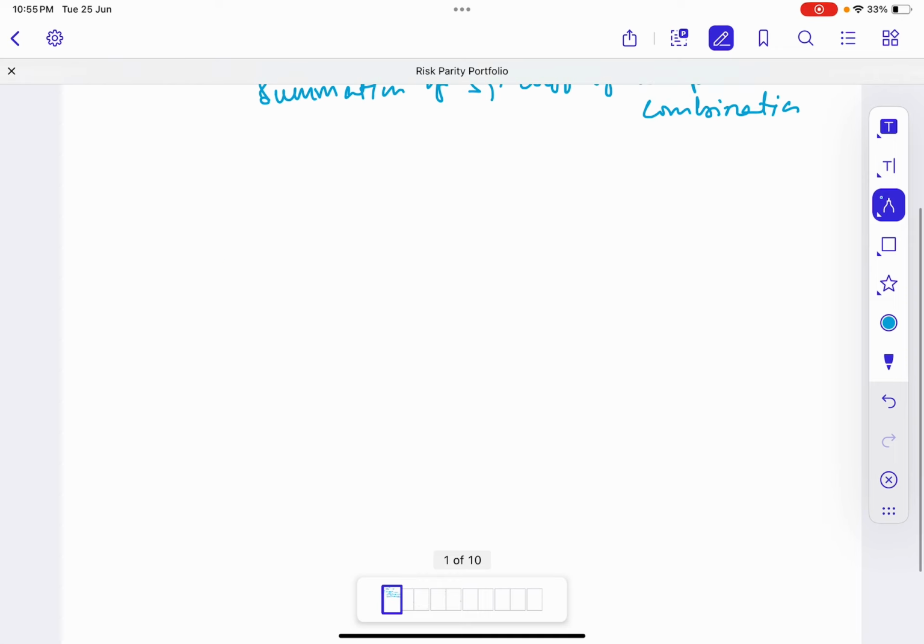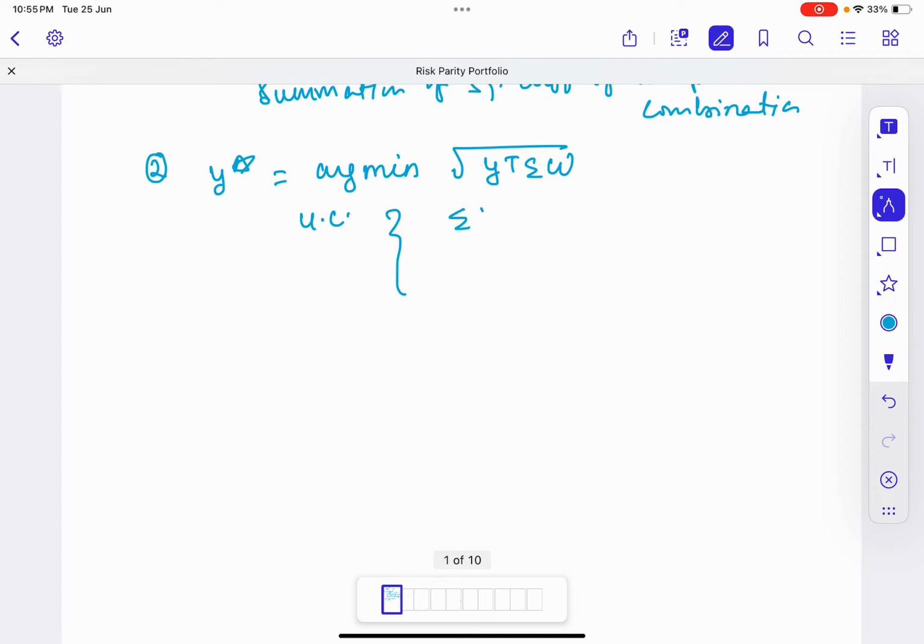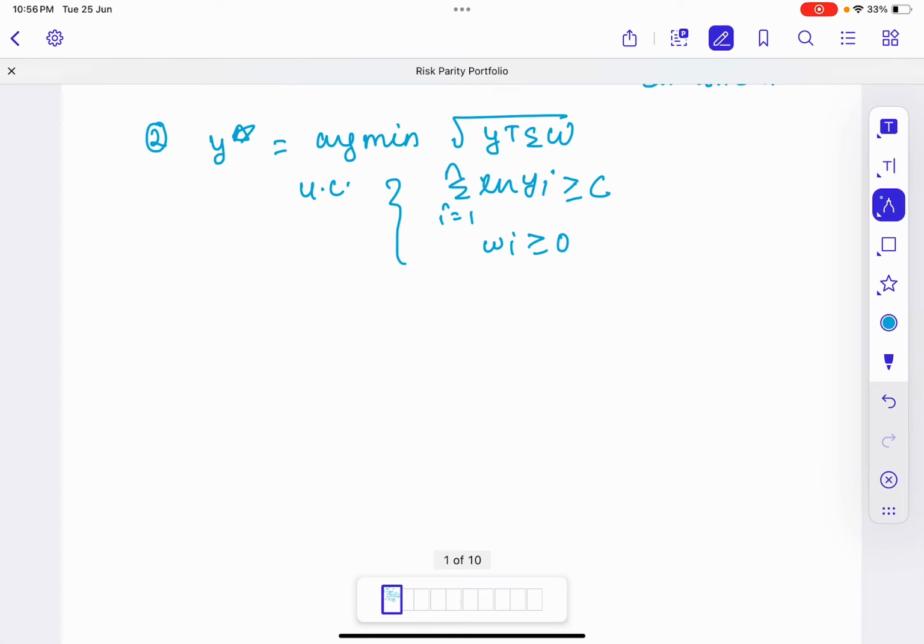There is another alternative to this problem, wherein you define the problem differently. First you try to get y, which is the minimum of this expression under the constraint that the summation of ln y i from 1 to n is greater than or equal to c. The second constraint is that y i should be greater than or equal to 0, and c here is an arbitrary constant. You can solve this problem as well.